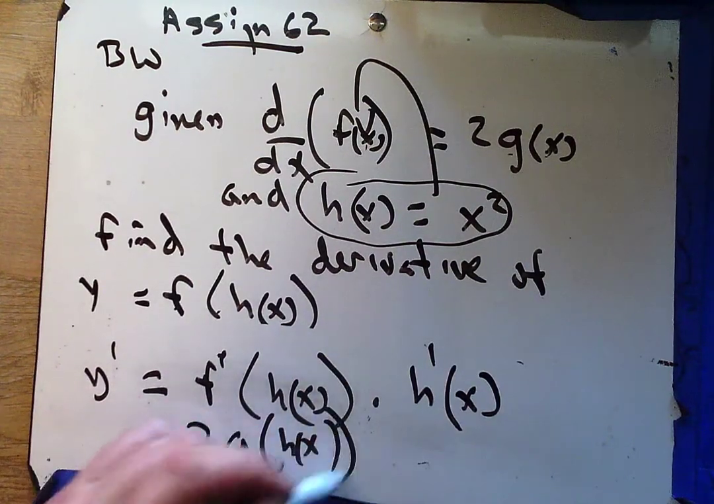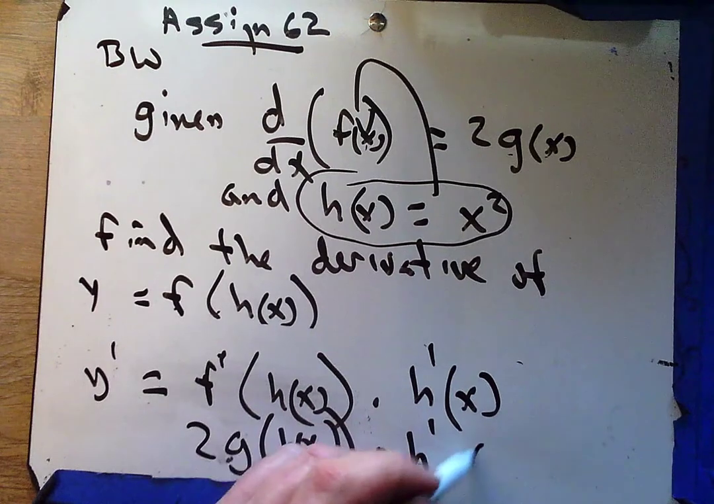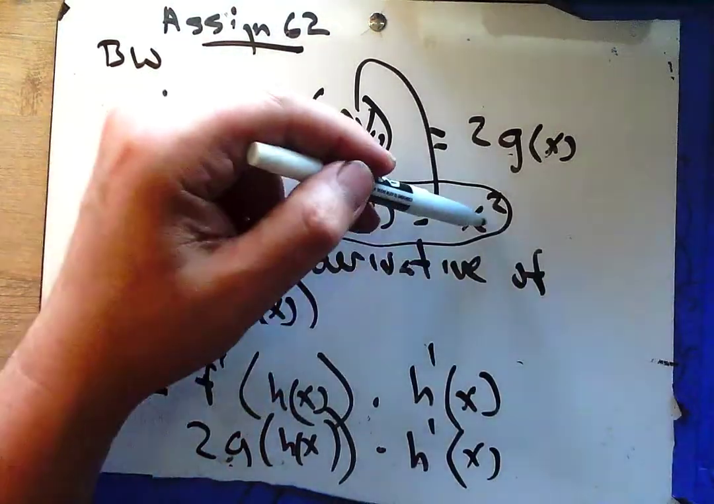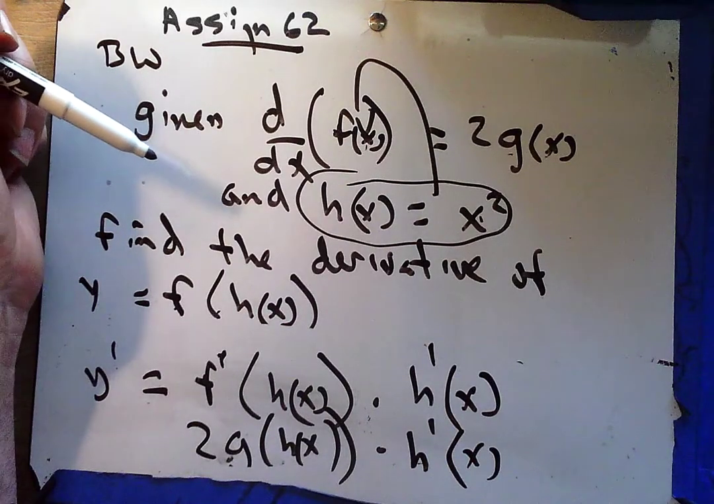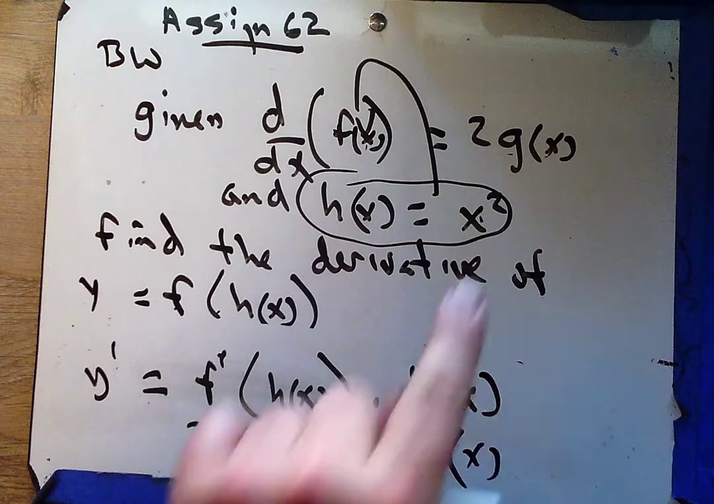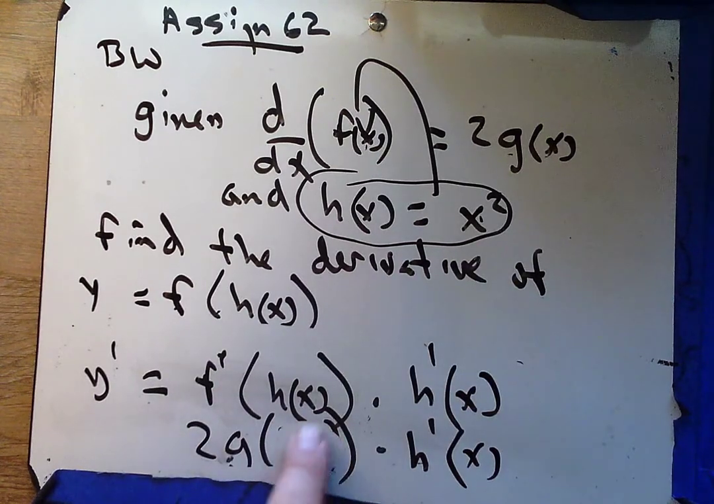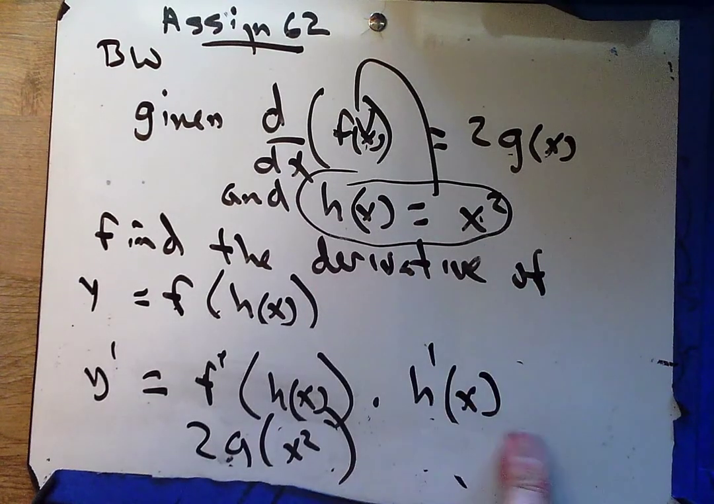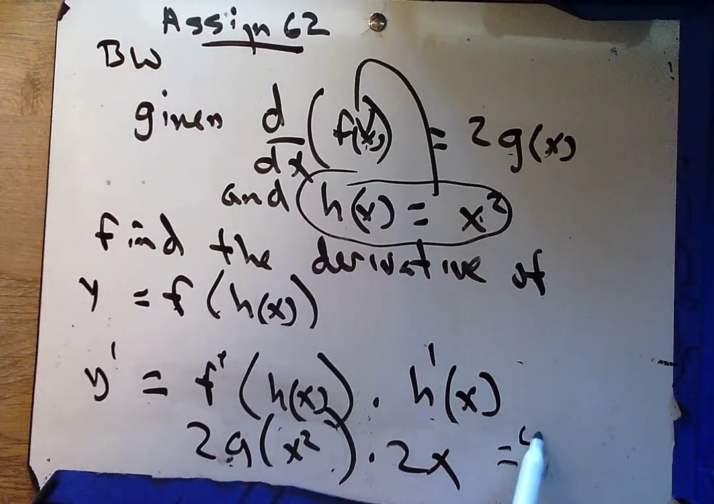Times h prime of x. Okay. So I did have to take this and plug it in there. Oh, and I still do though, because h of x here is that. So I've got x squared. And what about h prime of x? Well, the derivative of this is 2x. So I end up with 4x g of x squared.